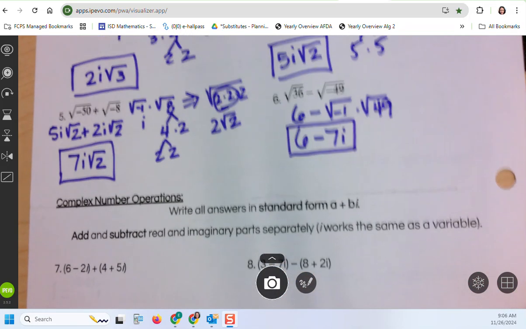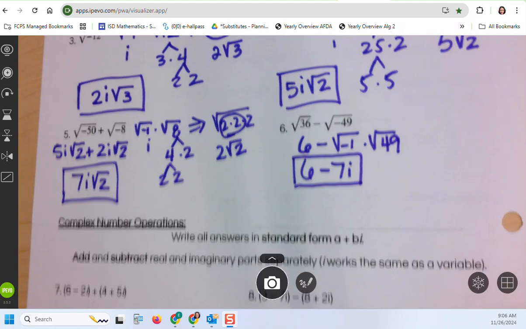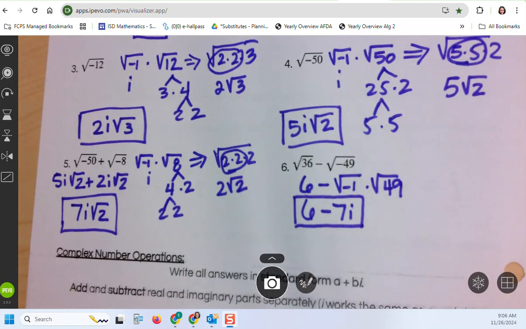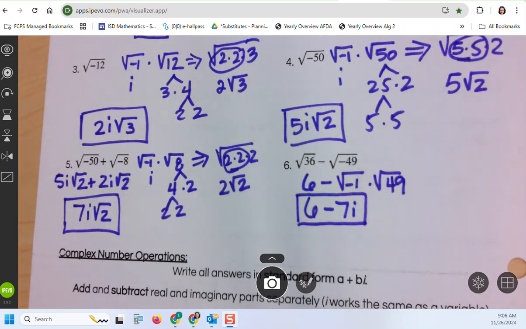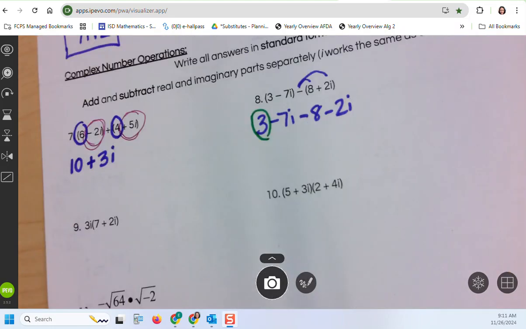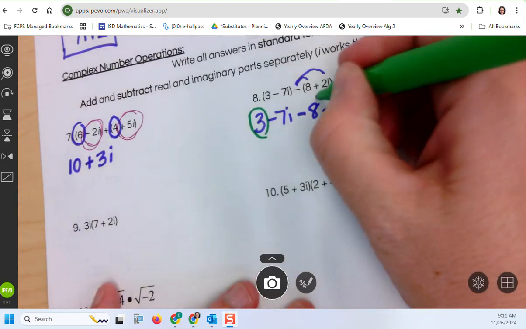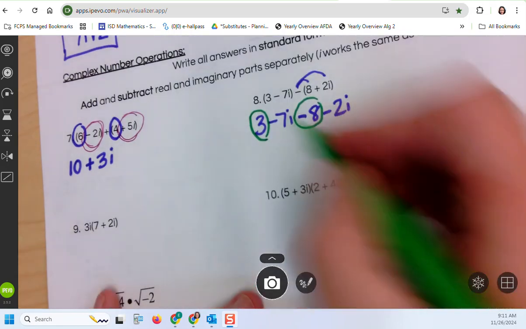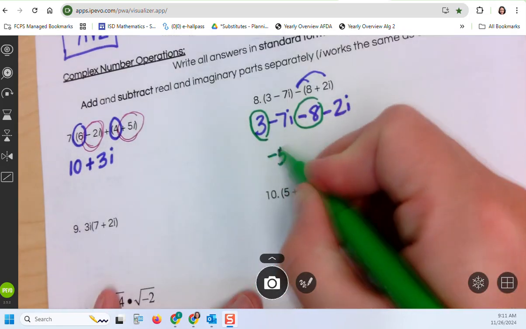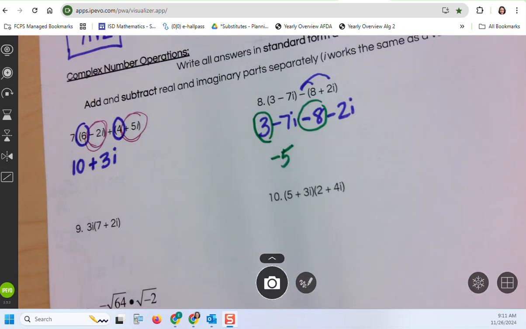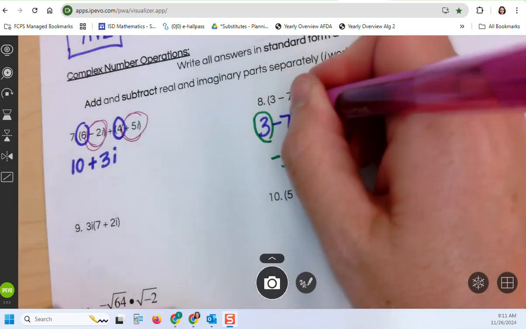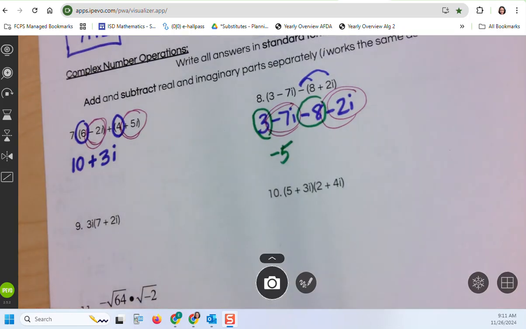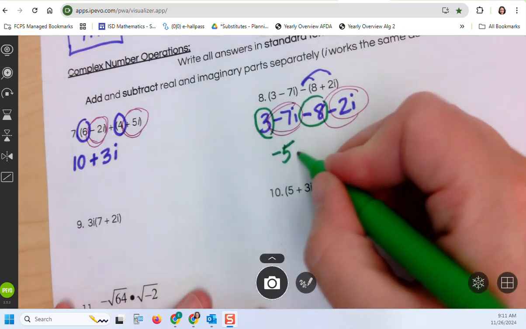All right, I'm actually going to lower it because I think some people are still catching up on this problem here. So now you can do 3, 4, 5, 6. Yeah, so the 3 combines with a negative 8. And 3 minus 8 is going to give me negative 5. And then the negative 7i combines with the negative 2i. And that makes negative 9i.